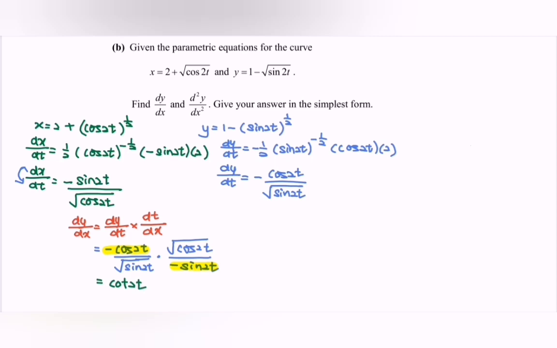Next, we have the square root of cos and the square root of sine. So cos over sine, again, gives us the square root of cotangent 2t. So dy/dx equals cotangent 2t to the power of 3 over 2, because here we have 1 and here we have 1 over 2. Using the laws of indices, 1 plus 1 over 2 gives 3 over 2. So that is dy/dx.